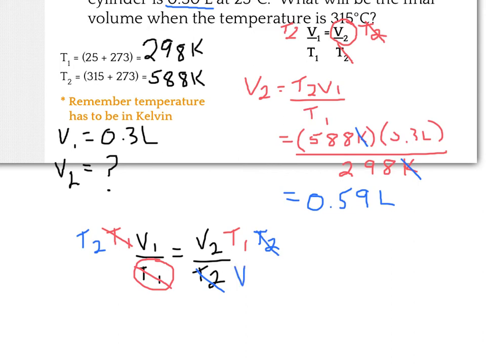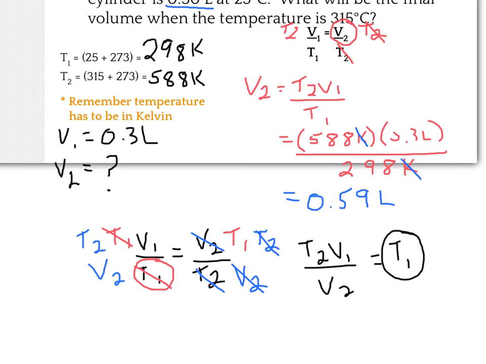Then I have to get rid of V2 by dividing both by V2, which gets rid of V2 on the right. And over here in black, what I'm left with is T2 V1 over V2 is going to be equal to T1. If you don't do that, you would get the incorrect answer because you would have an answer of 1 over T1 instead of T1 on the top. So it definitely has to be on the top before you can put in your numbers.